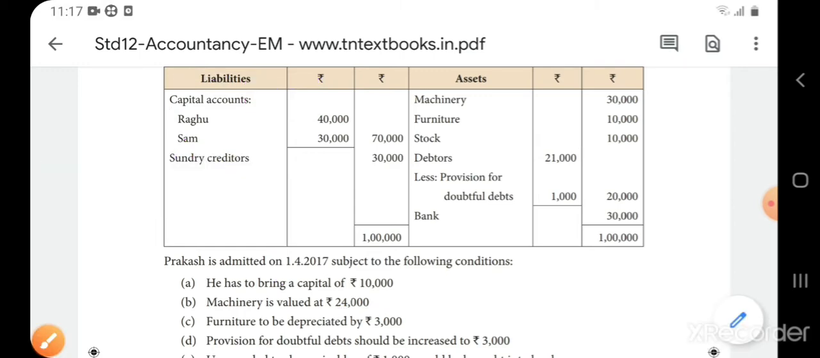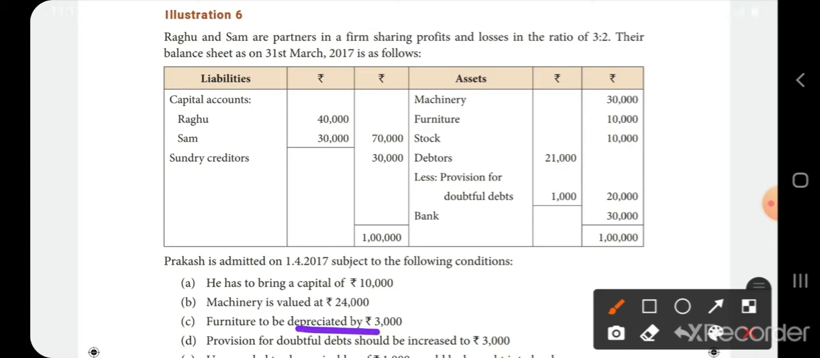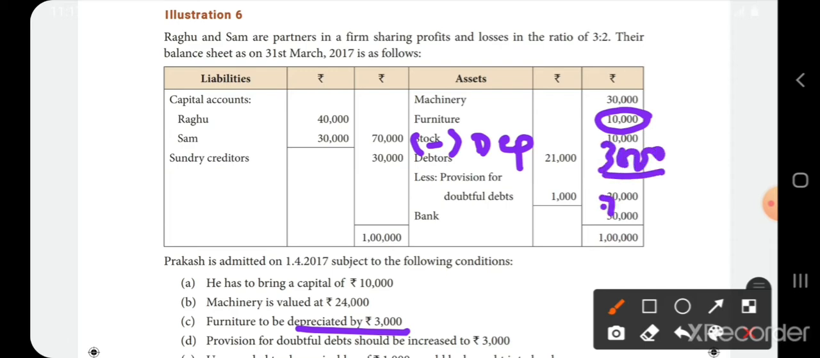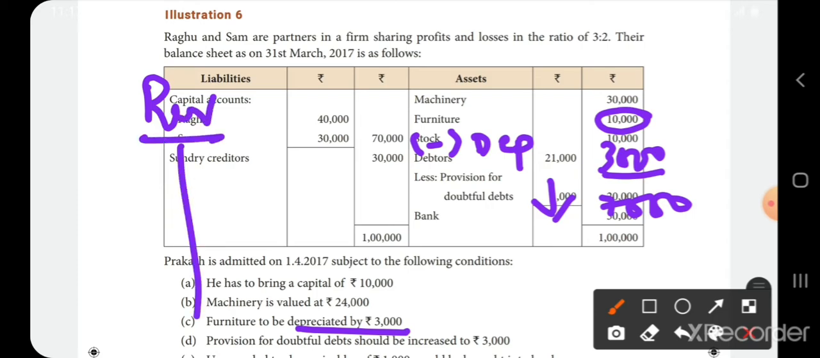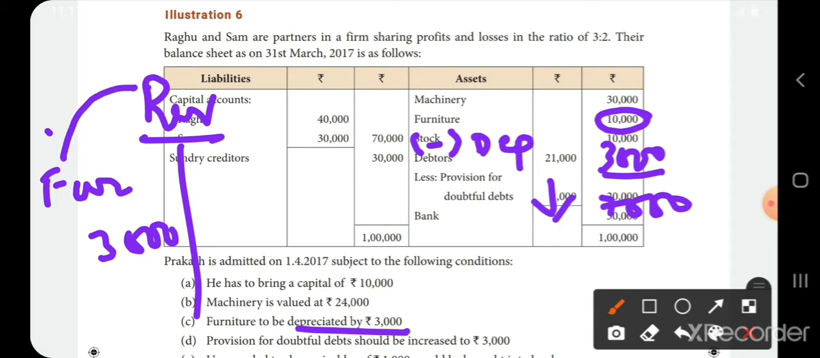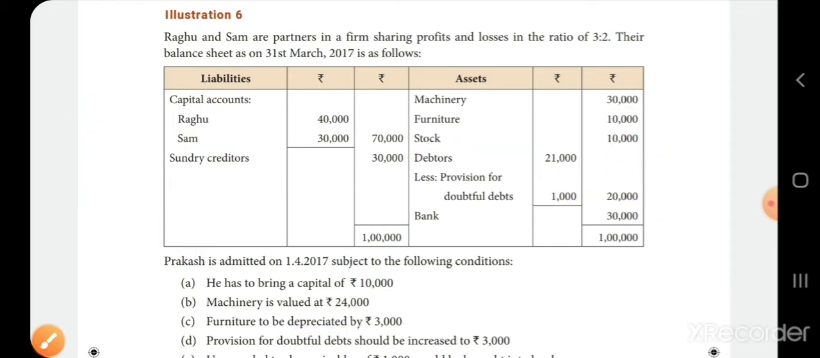Next one, furniture is to be depreciated by 3,000. Now the value of furniture is 10,000. When you provide depreciation, you have to deduct depreciation. Okay, so when you subtract 3,000, the value of the asset becomes 7,000, which is a decrease in asset. So in case of decrease in asset, you will show on the debit side of revaluation account furniture 3,000, to the extent of 3,000. Okay, so now the entry will be revaluation account debtor to furniture account 3,000.